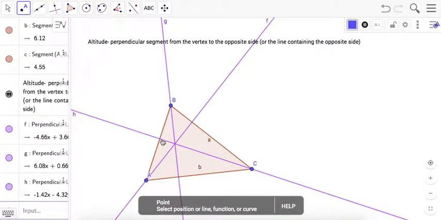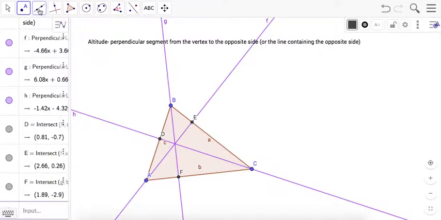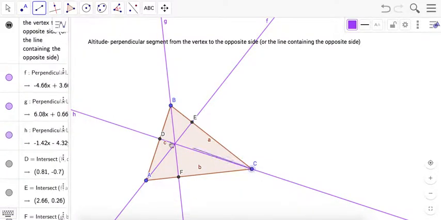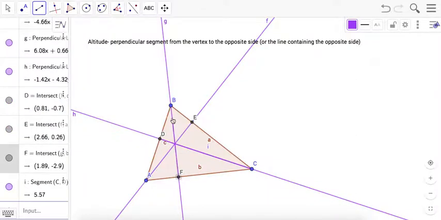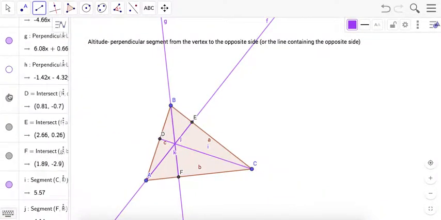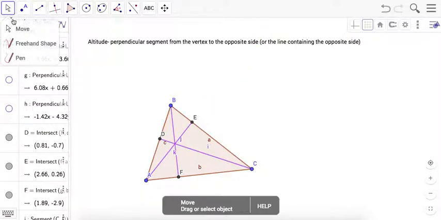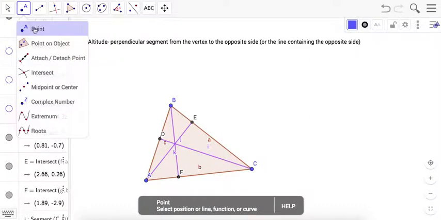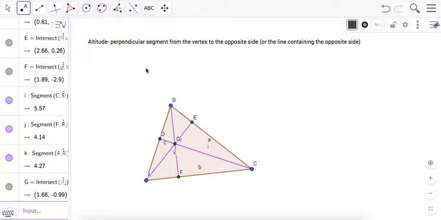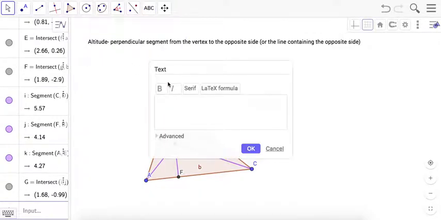If we were to put points in, the altitude itself would just be the segment that goes from C to D, B to F, A to E. So we're just looking at those segments. If we remove the lines, we're just looking at those segments here, and those segments make 90 degrees. And if you notice, they are all concurrent. They all intersect at this one point, G. So the altitudes do have a point of concurrency.